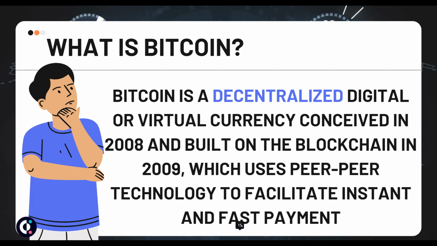Yes, Bitcoin is the first widely adopted cryptocurrency. So we should know that Bitcoin is the first widely adopted cryptocurrency, which is just another way of saying digital money. Bitcoin is basically the first digital money. Okay, let's go to the next slide.